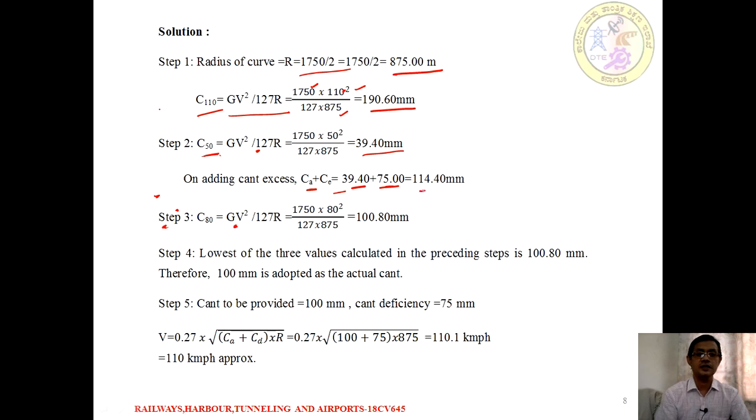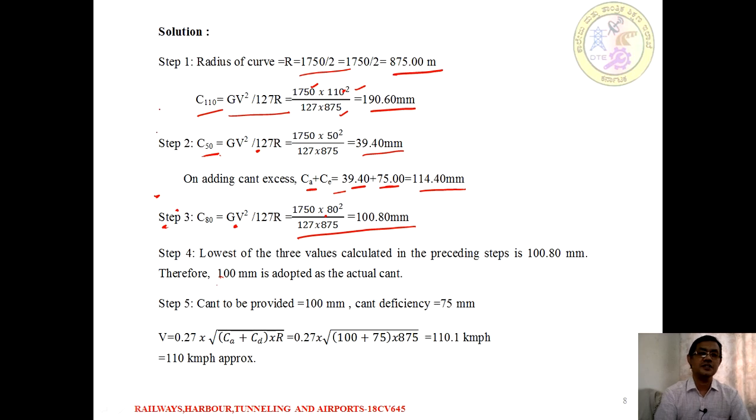The total cant excess is going to be the summation of these two, which is 114.40 mm. As we have been operating at 80 kilometers per hour, just once again use the same formula and resubstitute it, and we obtain, for a speed of 80 kilometers per hour, the cant to be provided as 100.8 mm. So we are concerned about the lowest value, which is going to be taken into consideration.